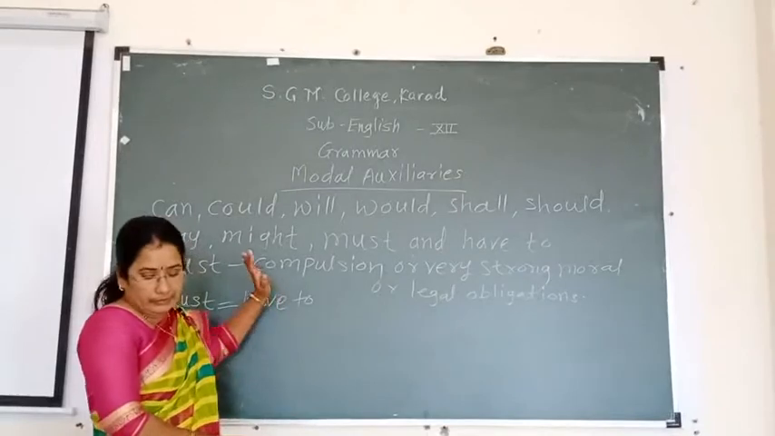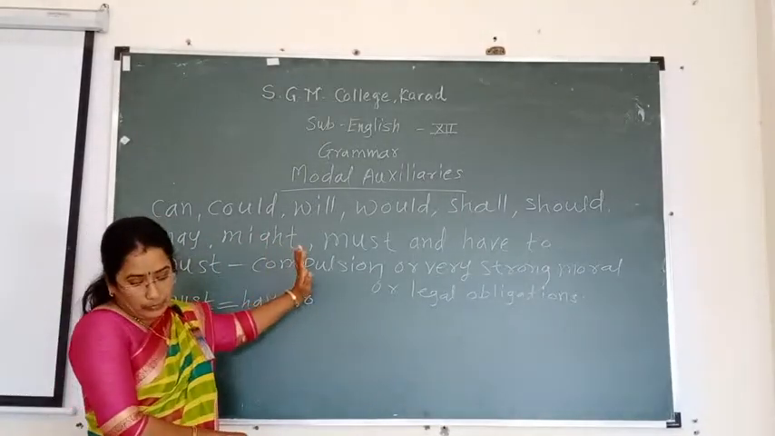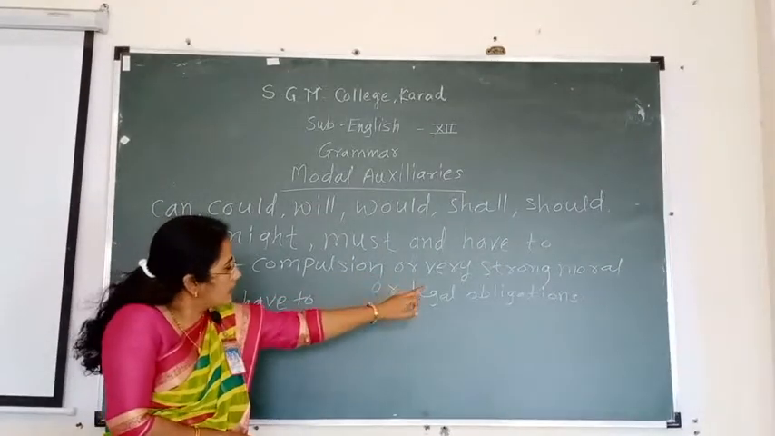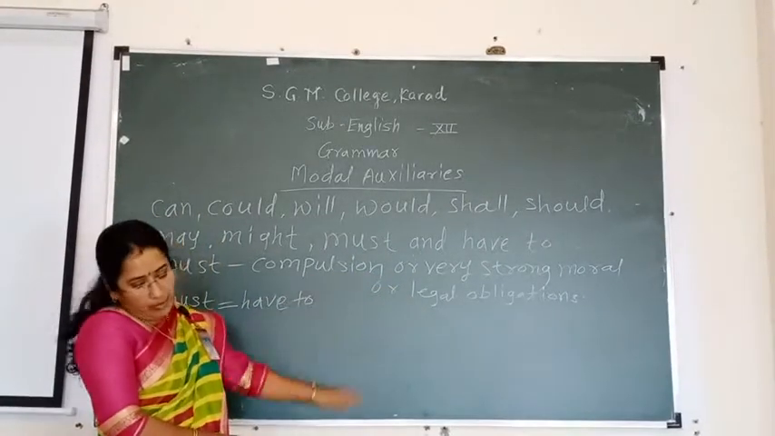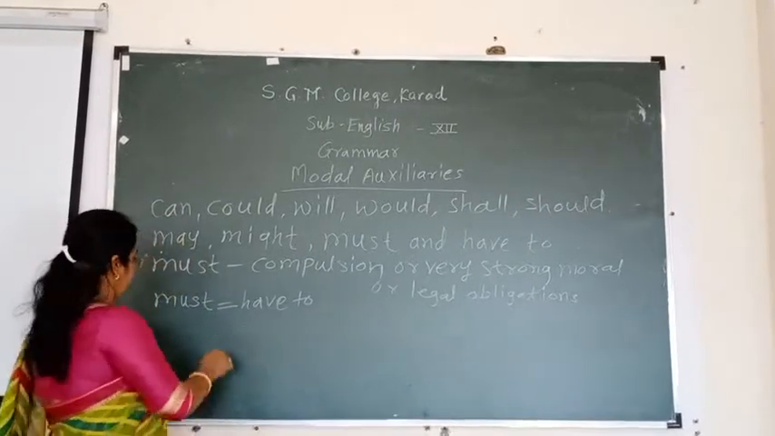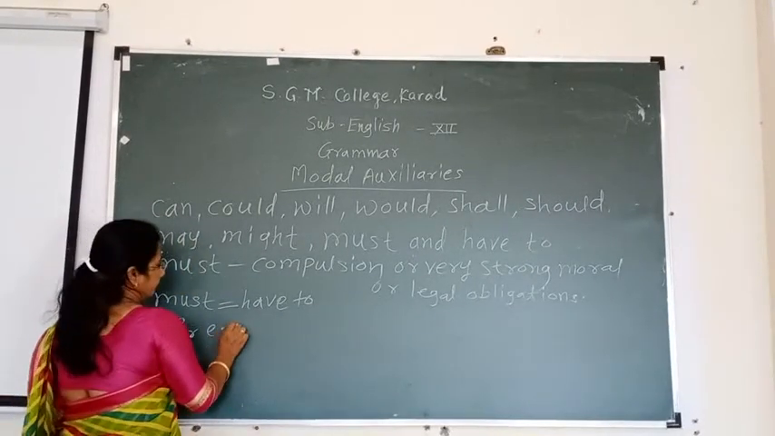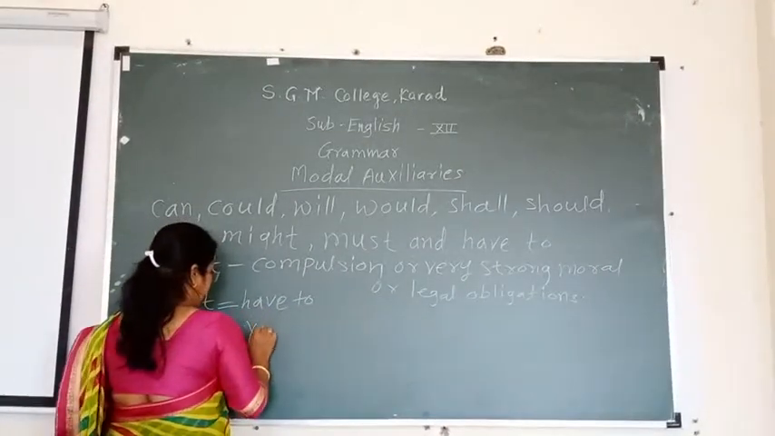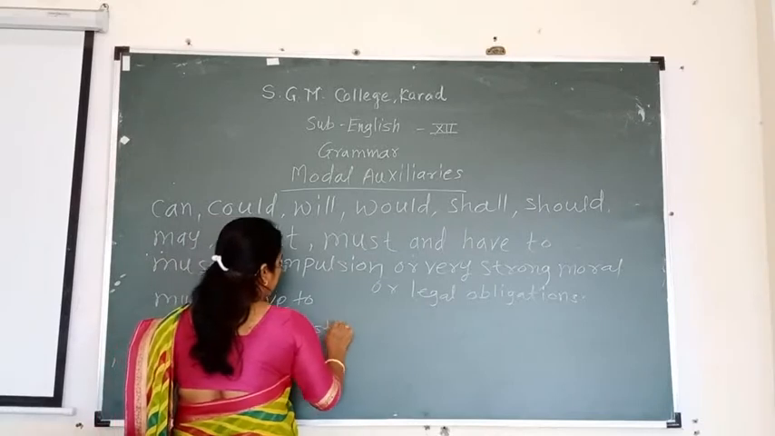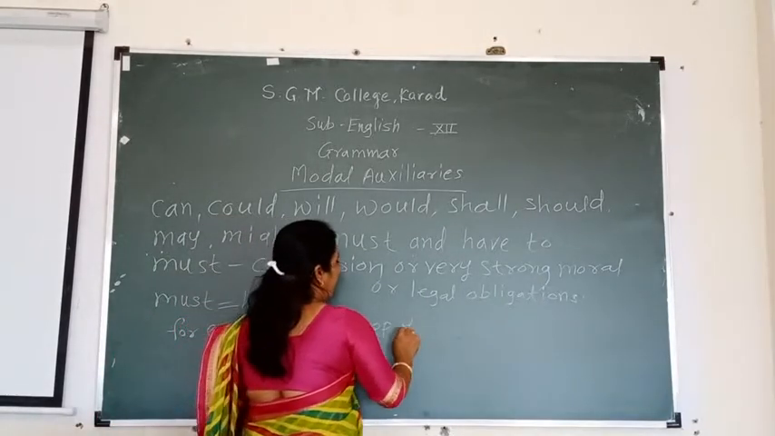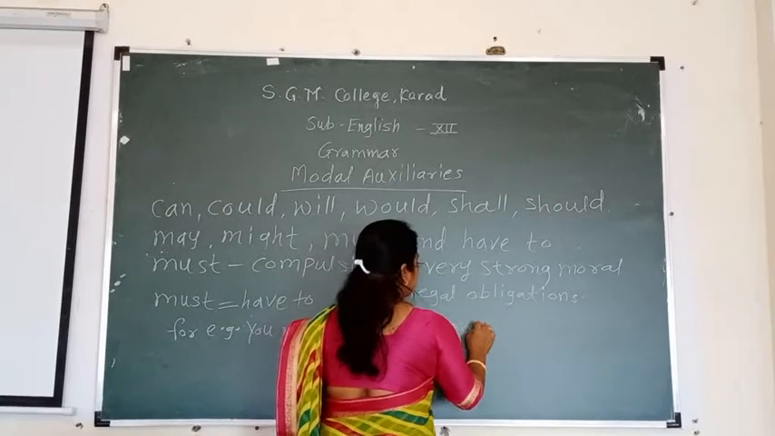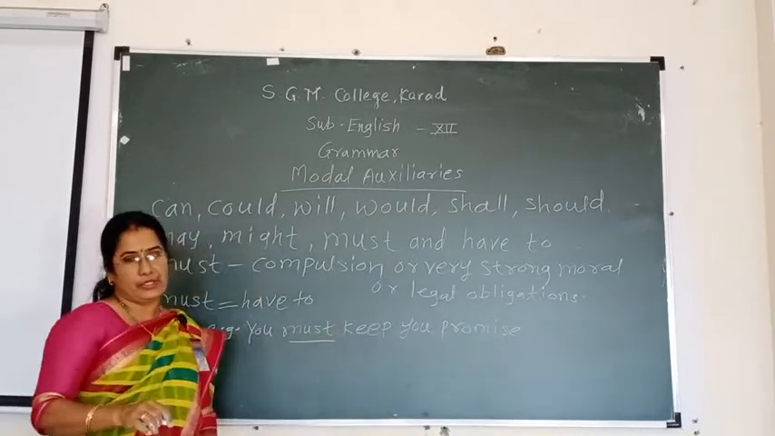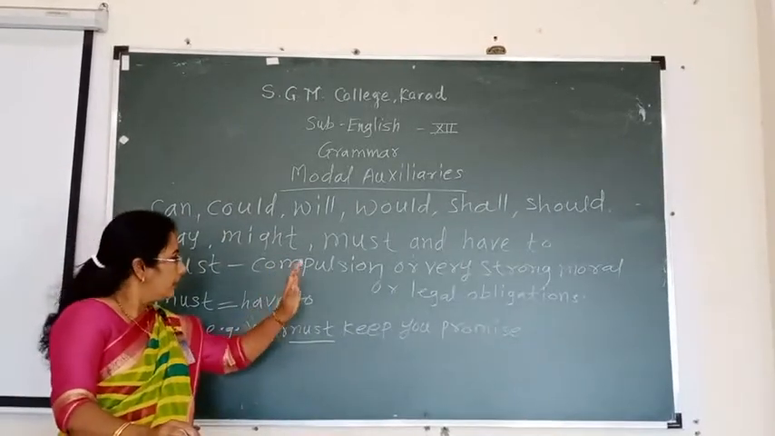So this have to can also denote the compulsion or very strong moral or legal obligations. For example, you must keep your promise. Here must also shows compulsion. You must keep your promise.